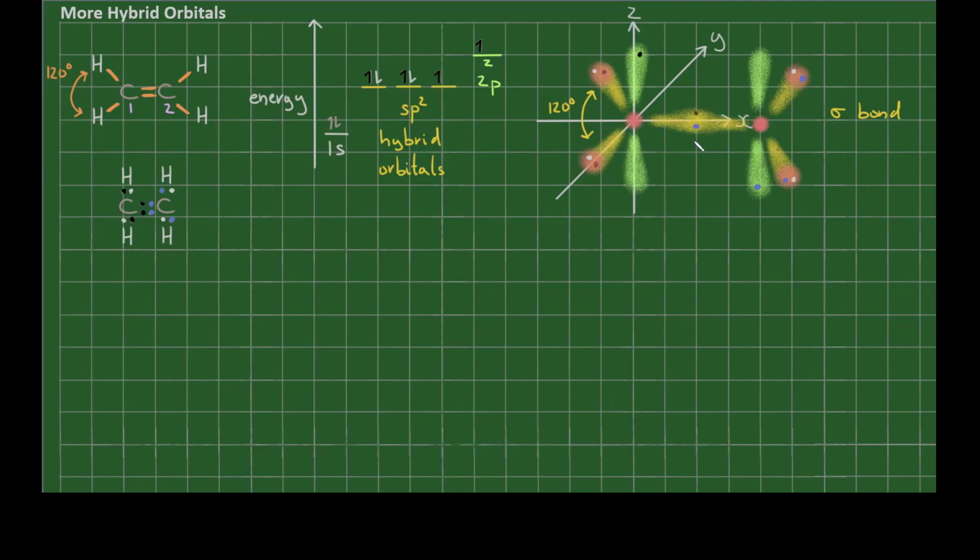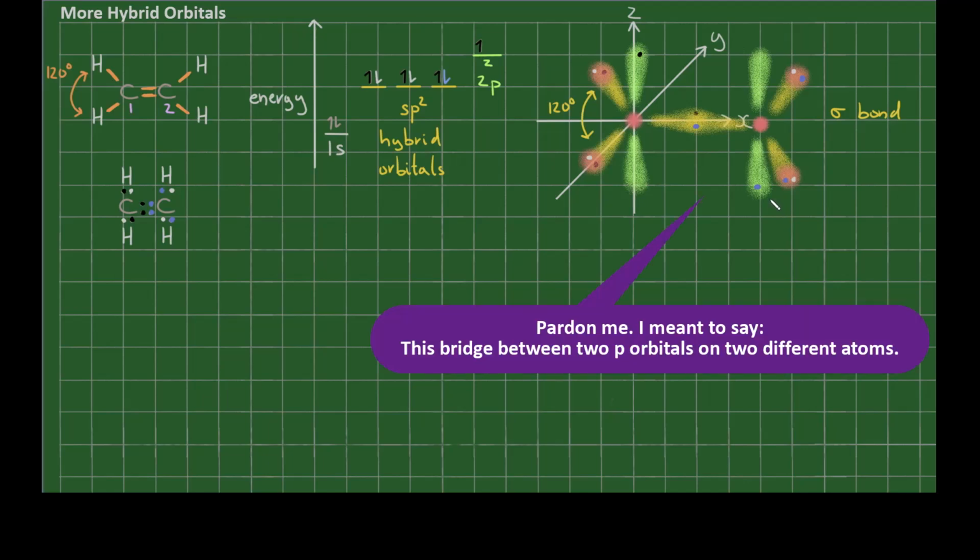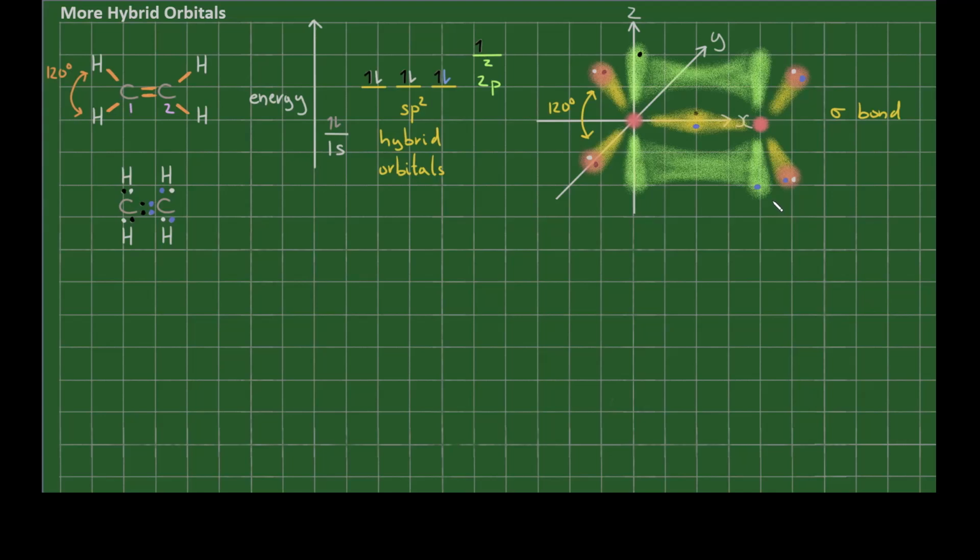How does this sharing of electrons, this overlap of sp2 orbitals, look on my orbital energy diagram? Well, I can add another electron here. What about the electrons in the pz orbitals? How do they overlap? Well, they do not exactly overlap. Instead, they form a bridge. And we could represent it something like this. This bridge between two p orbitals on two different atoms is known as a pi bond.